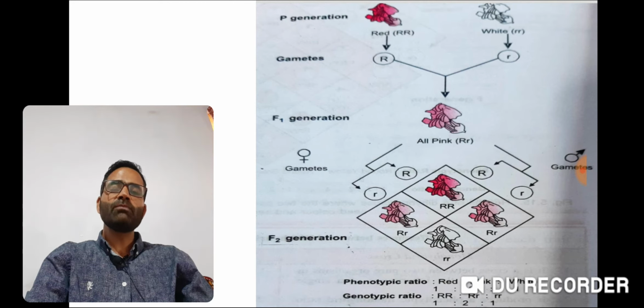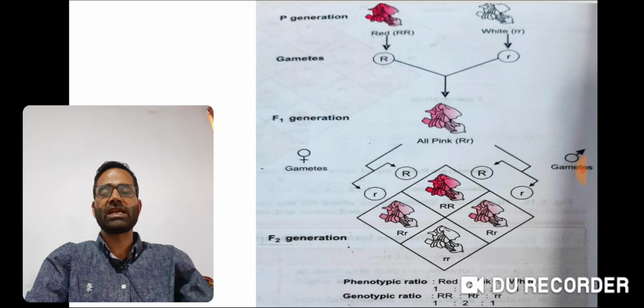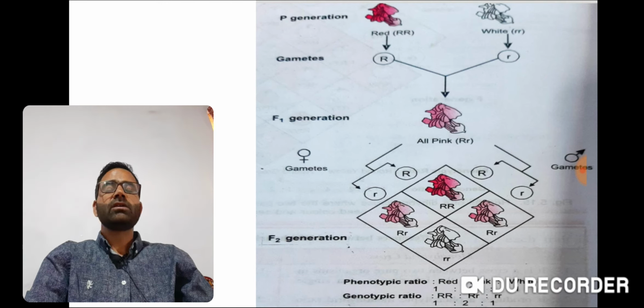And here one thing is important again: in the F2 generation the phenotypic as well as the genotypic ratio is the same. The phenotypic ratio is 1:2:1, while the genotypic ratio is also 1:2:1. That is, 1 pure capital R, 2 capital R small r, and 1 small r.